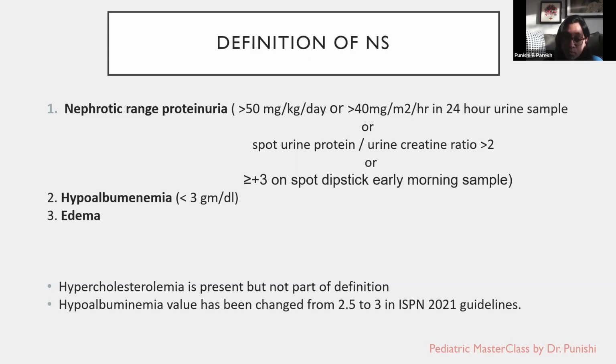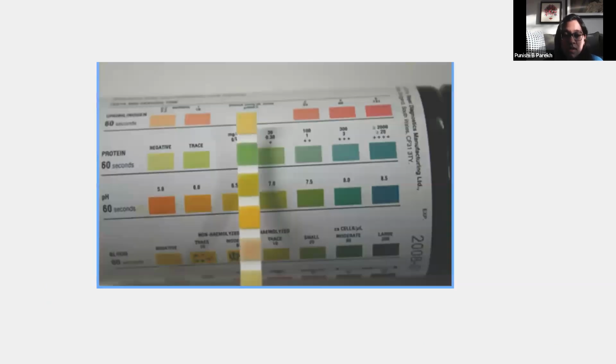So you have nephrotic range proteinuria, you have hypoalbuminemia, and the third pillar of the nephrotic triad is the presence of edema. Now, this is what a dipstick test looks like. I'm sure many of you have seen a dipstick. This is the stick which has different colors, and this is the bottle which has the label on it. You need to dip this strip into the urine sample.